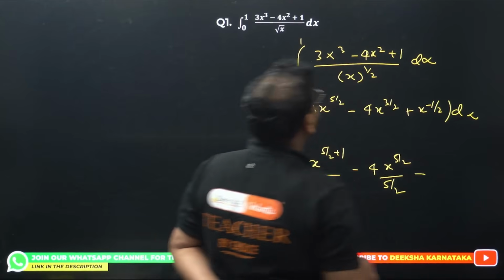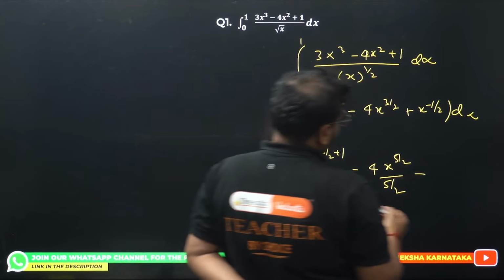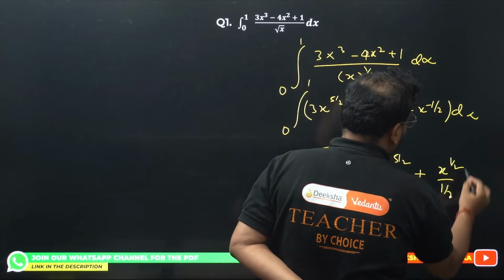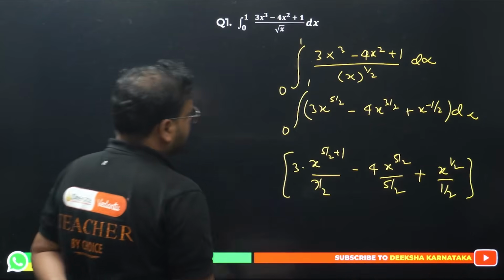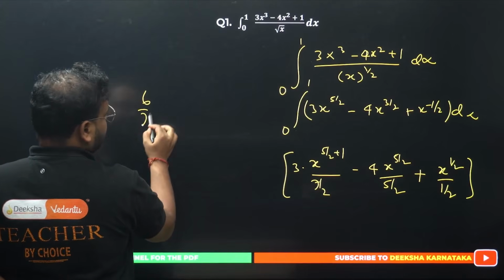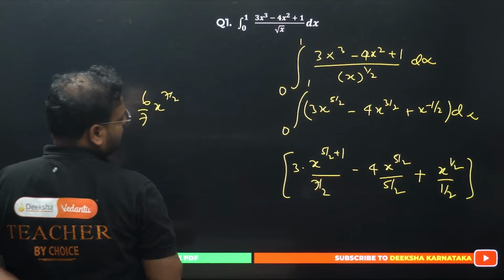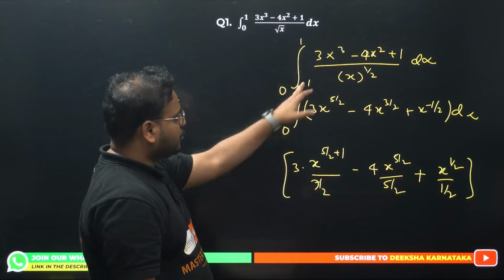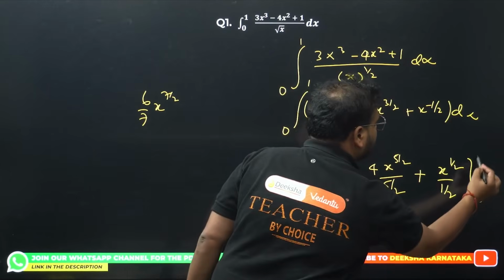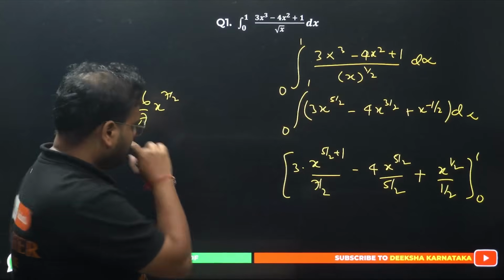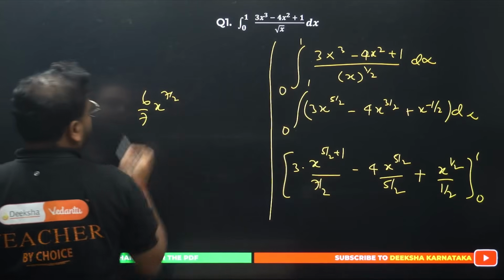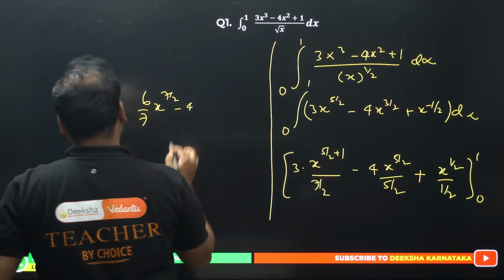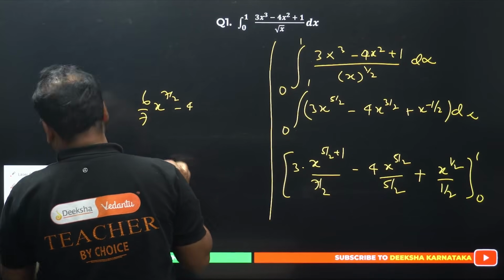Next we have x power 1 by 2 divided by 1 by 2. Please check, this will become 6 by 7 x power 7 by 2. Of course, after the integration is over, the limit which was written over here, 0 to 1, goes on the right side of the square bracket. So this is done: 6 by 7 x power 7 by 2 minus 8 by 5, 4 into 2. The 2 will go up, guys.